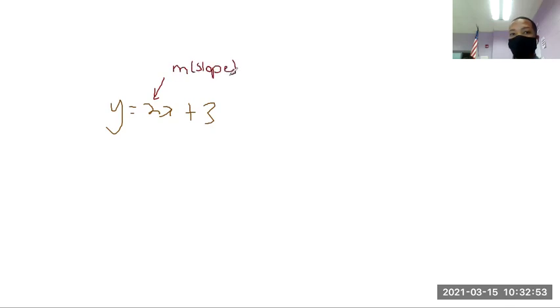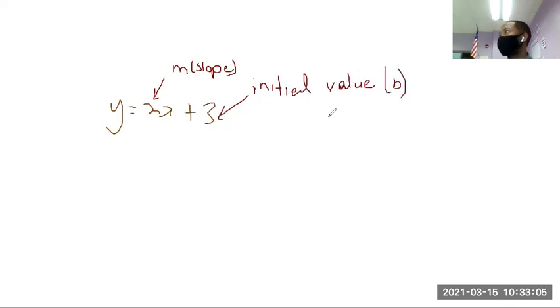So we're talking about the constant rate of change or the initial value of an equation or just a graph or whatever that is. If we have an equation y equals 2x plus 3, we could already identify that the constant rate of change is 2, which is the slope. And we could also identify that the initial value is going to be b, the y-intercept.